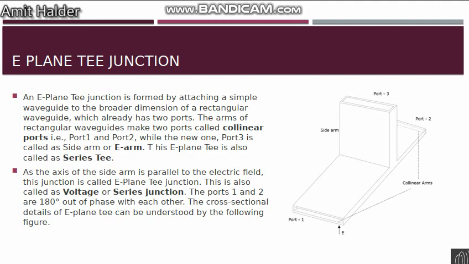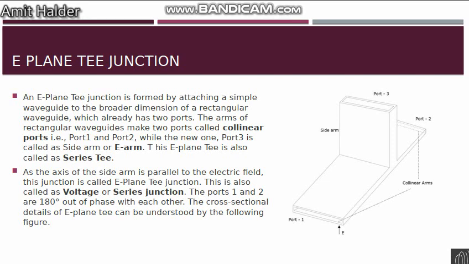There are three types of planes in a T-junction. T-junction means it has three ports. There may be four ports for a hybrid, but here there are three ports: E plane, H plane, and EH plane.